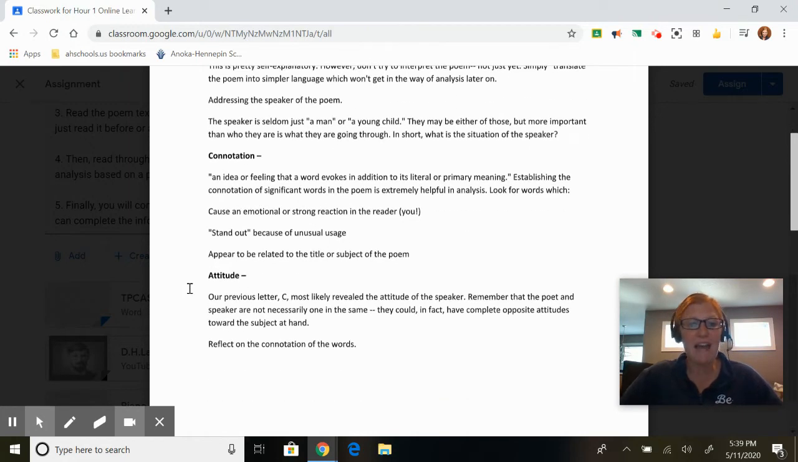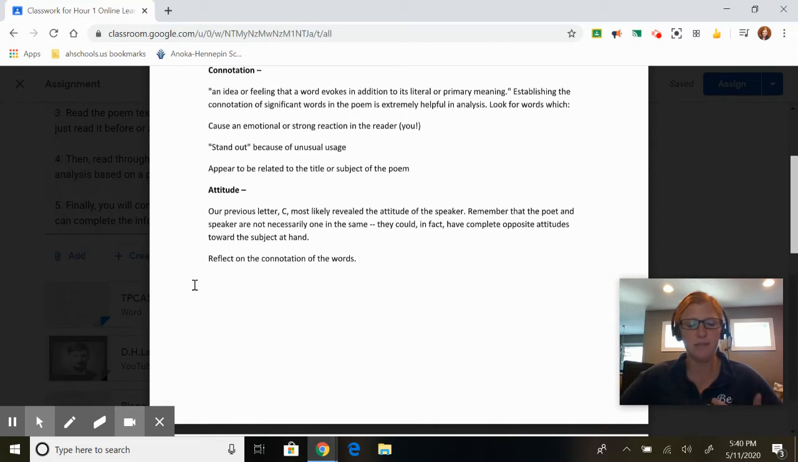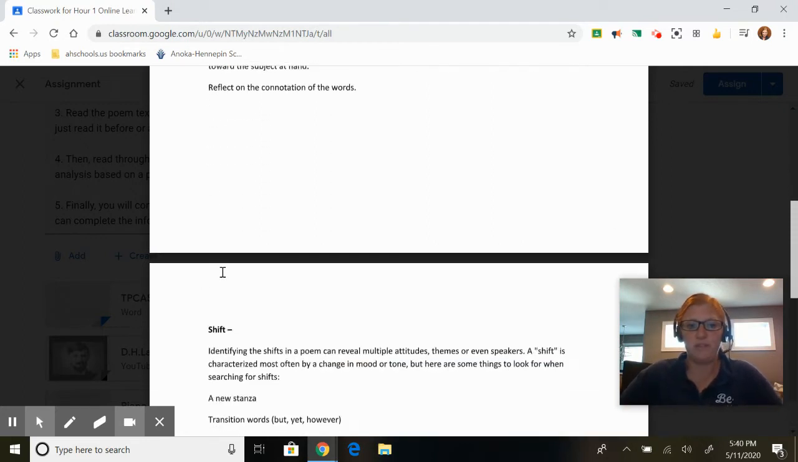The A is attitude. So again, we're talking about the attitude of the speaker, the attitude of the author. What is the attitude towards the subject? As we look at a lot of these things, there's more than one right answer here. So just know that there are going to be different things that are correct and incorrect, but there's going to be more than one right answer as we go through different TPCASTs.